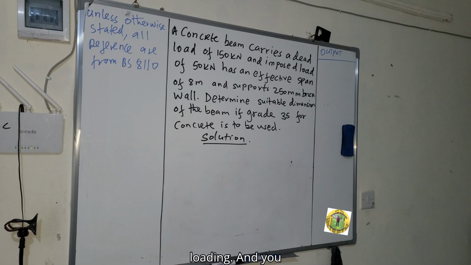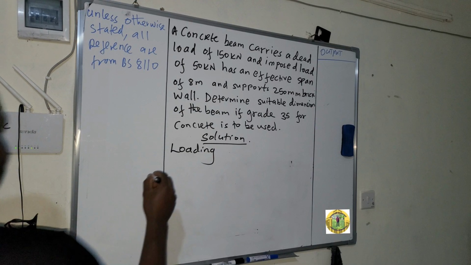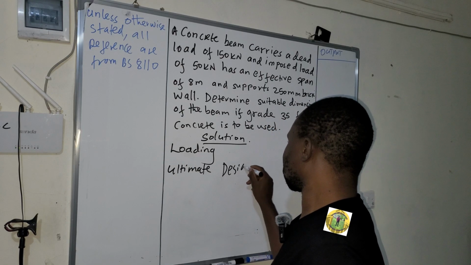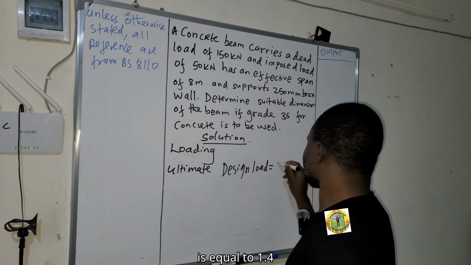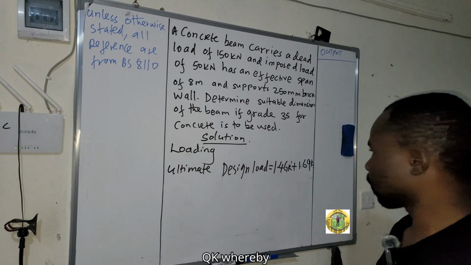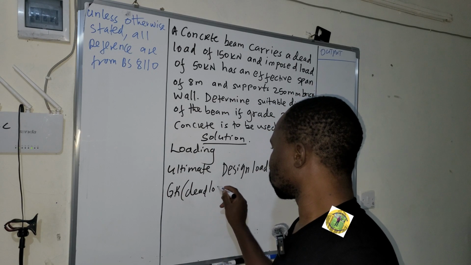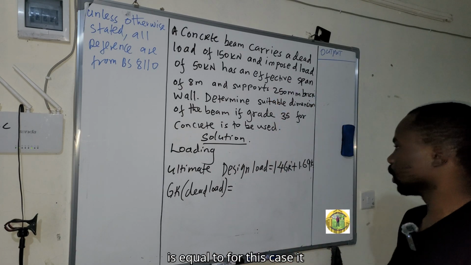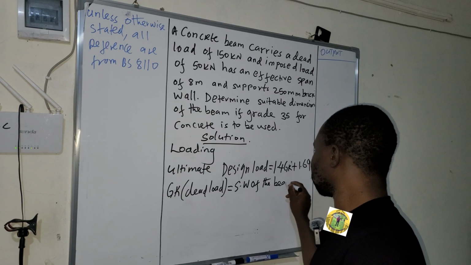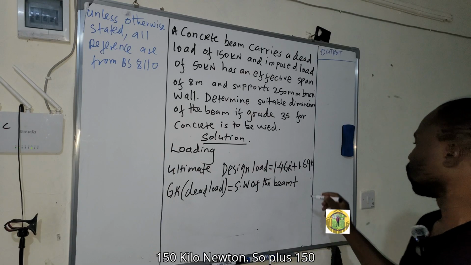So the first thing to do is to determine the loading. And you know that the formula for the ultimate design load is equal to 1.4 GK plus 1.6 QK, whereby GK, which is the dead load, is equal to, for this case, the self weight of the beam plus the dead load this beam is carrying, which is 150 kilonewton. So plus 150 kilonewton.